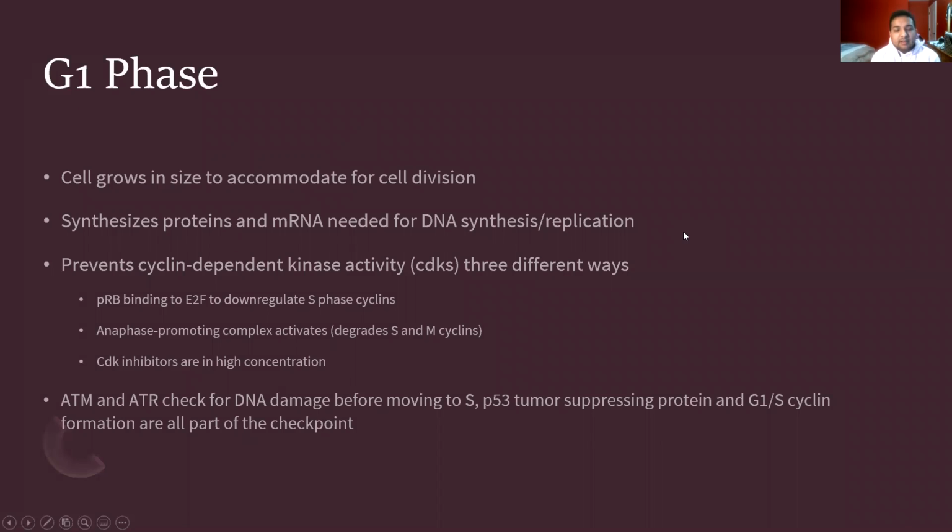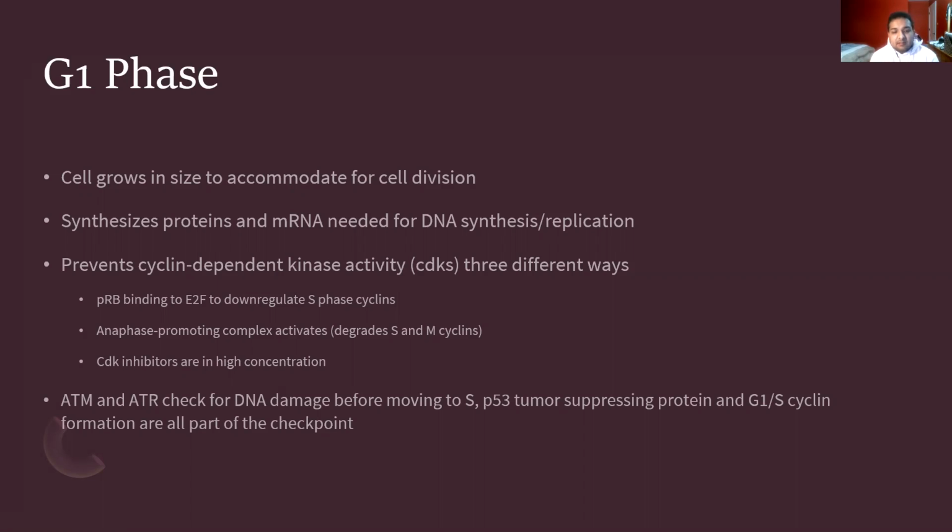So in the G1 phase, the cell grows inside to accommodate for cell division. Obviously, you're going to make more organelles, or you're going to expand on existing ones. Mitochondria are going to replicate as well, because you're going to cut in half essentially, so you need enough for 2 cells. You're going to synthesize proteins and mRNA you need for DNA synthesis and replication, because that's going to occur in the S phase.